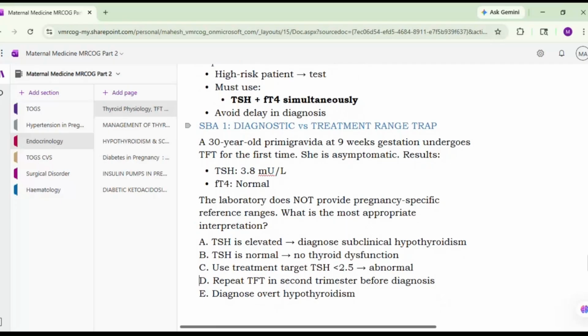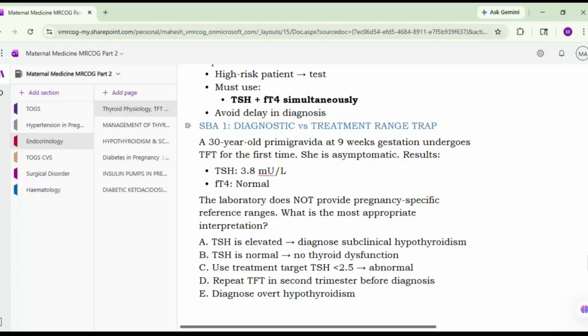A 30-year-old primigravida at 9 weeks of gestation undergoes TFT for the first time. She is asymptomatic. Her TSH is 3.8, free T4 is normal. Laboratory does not provide pregnancy-specific reference ranges. What is the most appropriate interpretation? A. TSH elevated, diagnose subclinical hypothyroidism. B. TSH is normal, no thyroid dysfunction. C. Use treatment target TSH less than 2.5 as abnormal. D. Repeat TFT in second trimester before diagnosis.